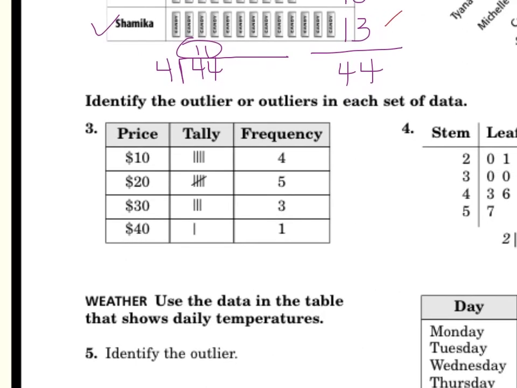Okay, identify the outlier or outliers in each set of data. So number 3, which one is not close to the others? Number 3, would you say it's 4, 5, 3, or 1? Well, in this case, it would be 1. That's kind of a weird question.